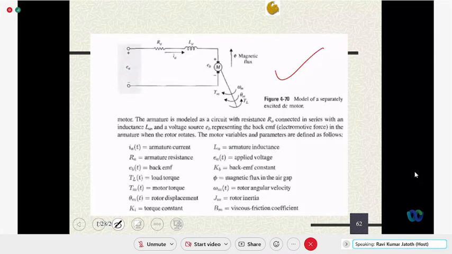This is given in your book. EA is armature voltage, RA armature resistance, LA armature inductance, EB back EMF, tau M motor torque, theta M motor angular displacement, omega M motor angular velocity. And when TM is applied like this, if the motor is connected to a load, the load will oppose the motor torque, right? Yes or no? Yes.